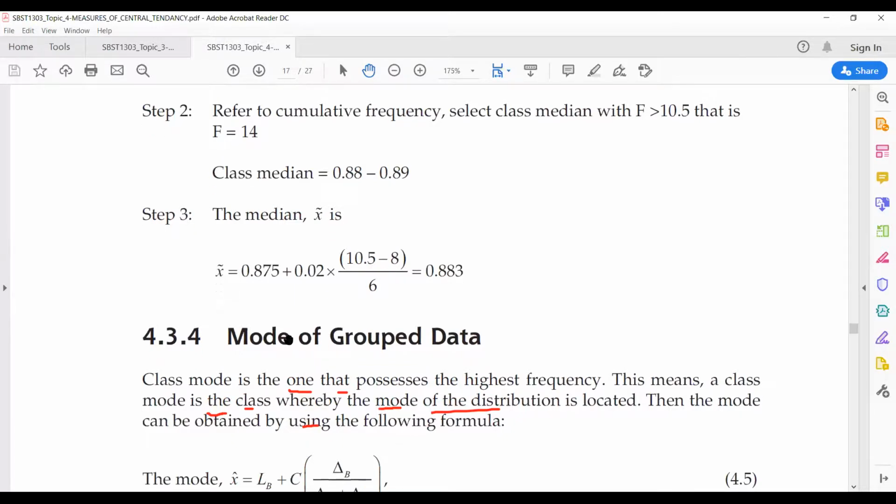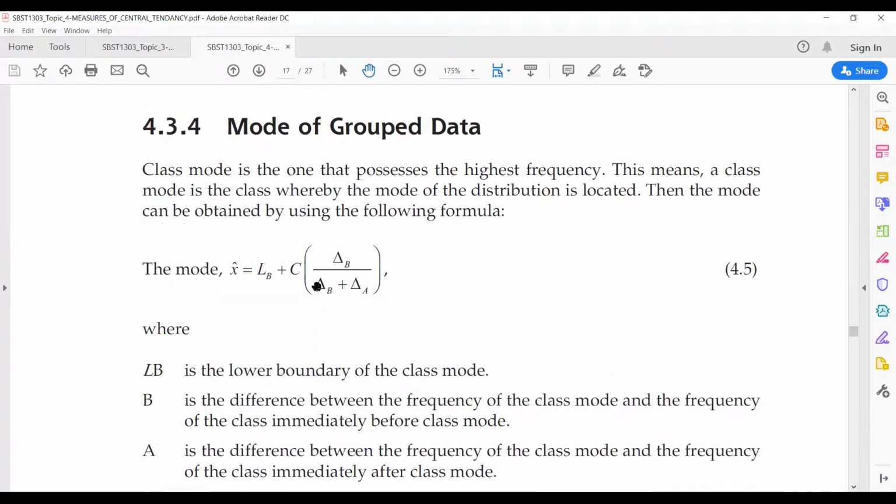Okay, good. Of course, the last value is the mode of the grouped data. The mode of the grouped data can be obtained using this very simple formula. It is the LB plus the class width, the same class width, times the change in the frequency before over the change in frequency before and the change in frequency after, or the difference.